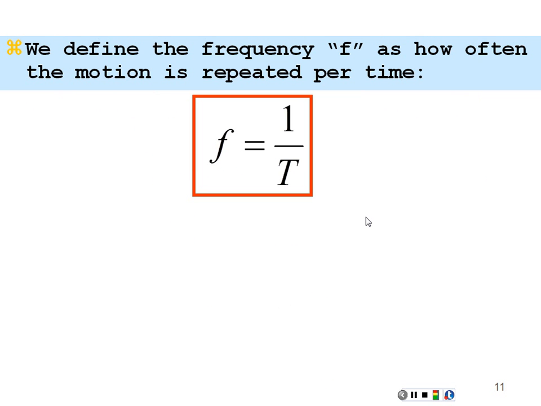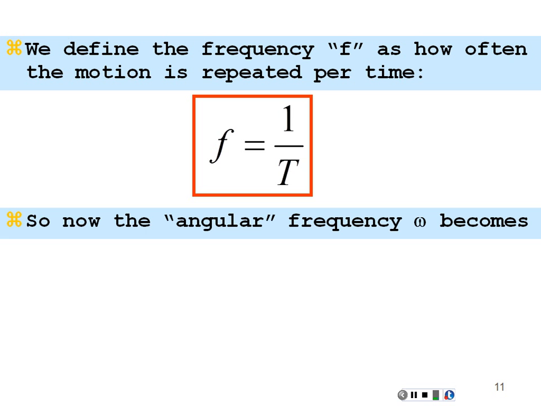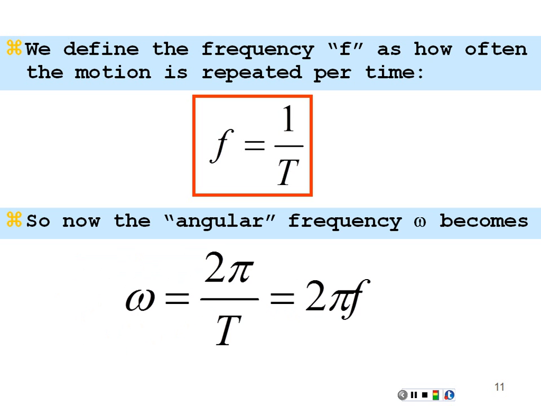And we define what we call the frequency as being 1 over the period. The frequency being how many times per second that this oscillation repeats itself. So the period is the time it takes to repeat itself from one position back to that same position. And the frequency is how many times per second this oscillation repeats itself. So it's 1 over the period. So now we define the angular frequency, omega, as being 2 pi over the period, or 2 pi times the frequency. So the angular frequency is 2 pi radians times the frequency. And that's what omega is.